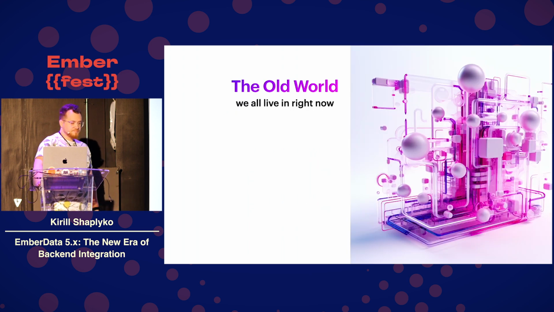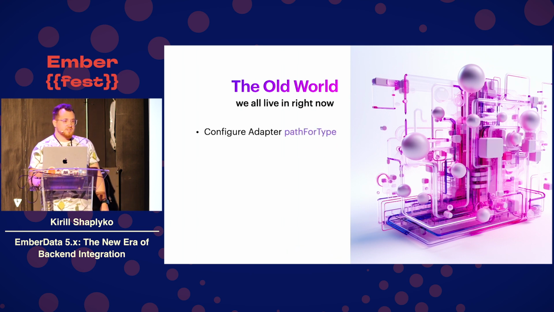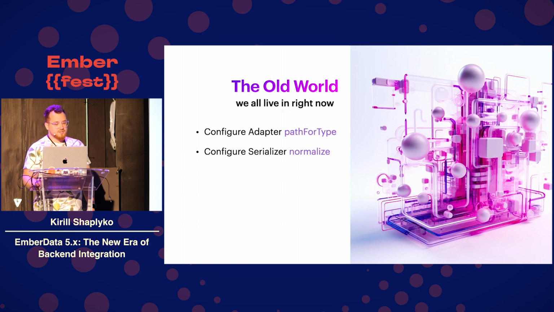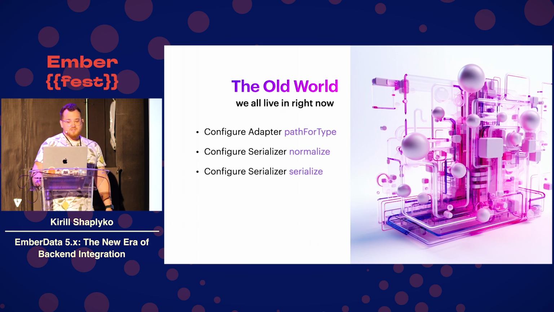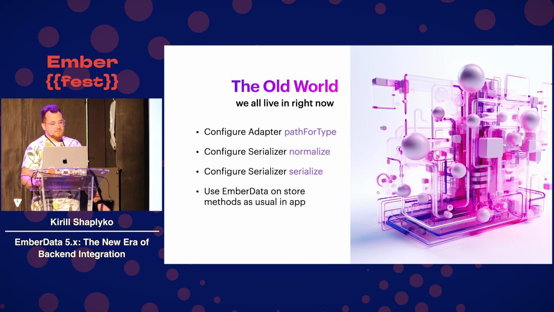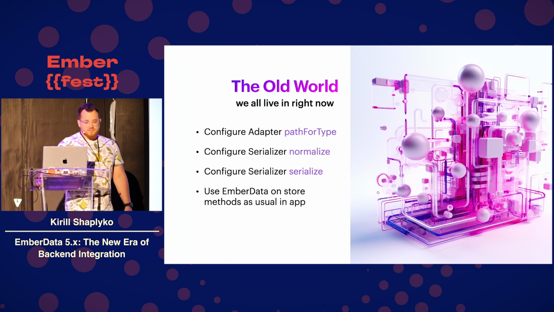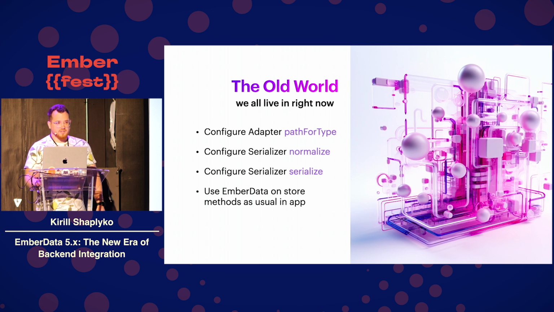Let's move to the old world we live in right now with EmberData. So to configure any custom API, what you need to do is most likely change the adapter's path for type. Then you change the serializer's normalize method. Then you change the serializer's serialize method. And then you just use EmberData across your application, never worrying about what the API responses look like.